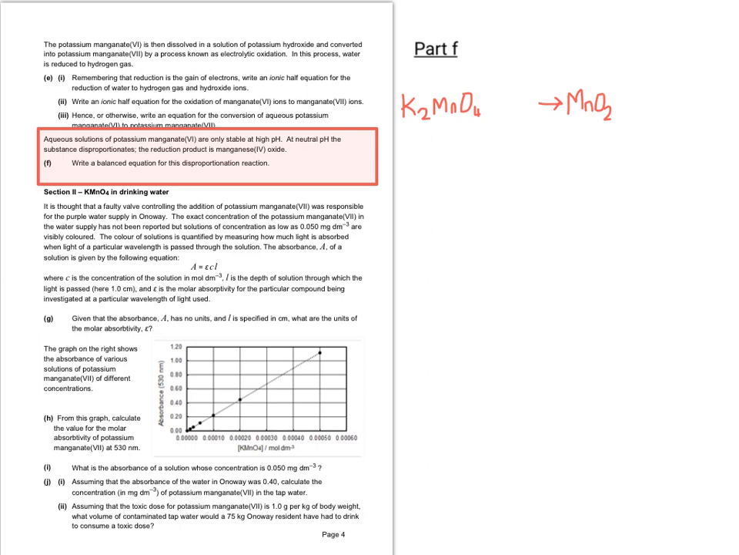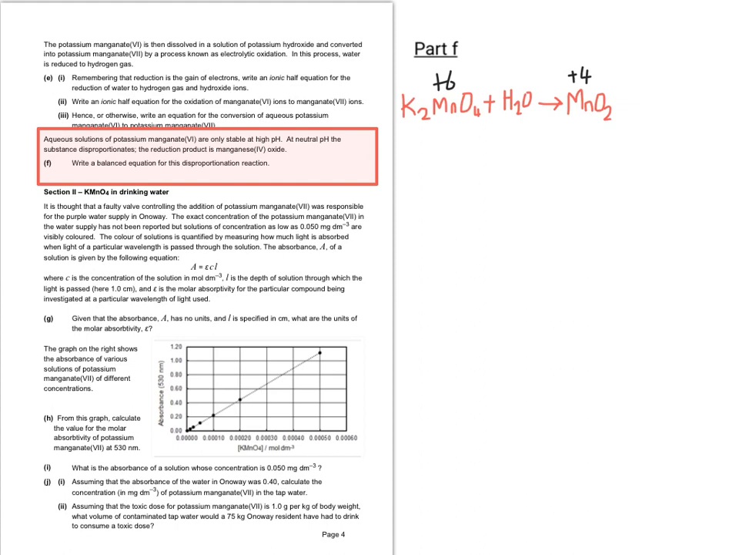So it says at neutral pH, the substance disproportionates. It says it's only stable at high pH. So high pH is in the presence of OH-, so neutral pH must be in the presence of water. Because it's a disproportionation, the manganese can't just be reduced to +4, it must also be oxidized.